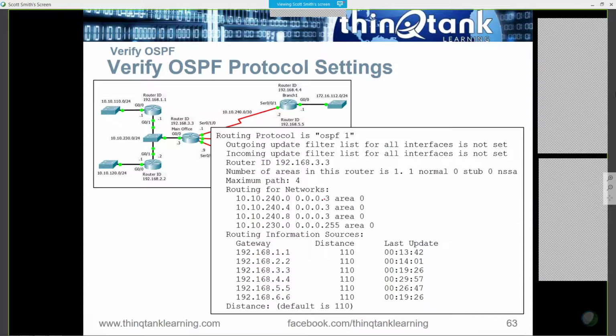Routing information sources, I always thought this was kind of funny. Yeah, it shows all my neighbors, but I show myself as a routing information source. I think that's kind of funny. But I guess I'm a source of routing information.